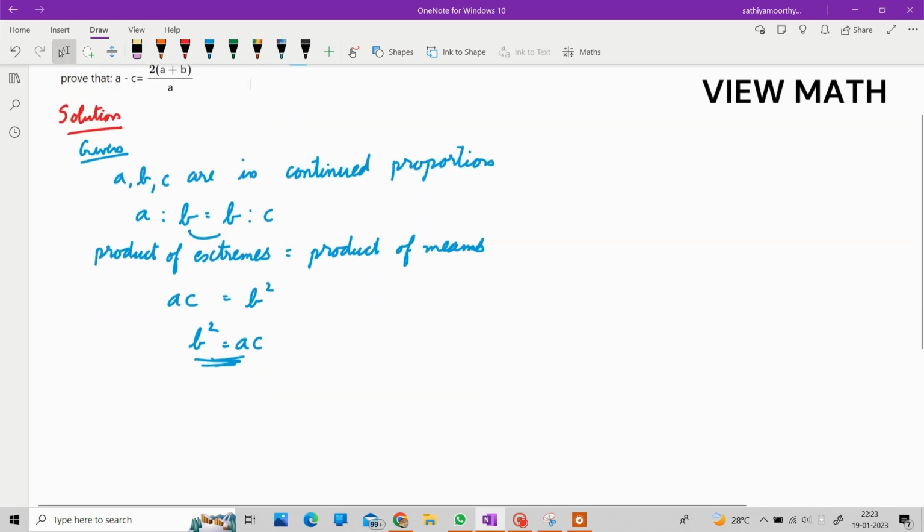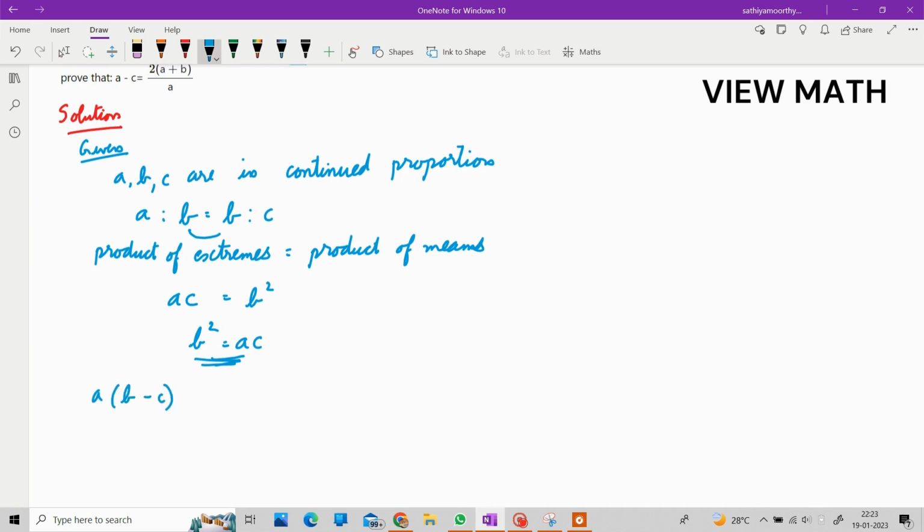Next what is given is a(b − c) is equal to 2b. This is also given. a(b − c) is equal to 2b. So let me multiply this a inside. I'll be getting ab − ac is equal to 2b.